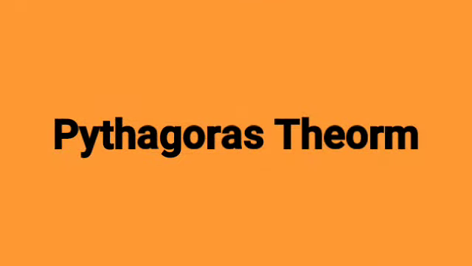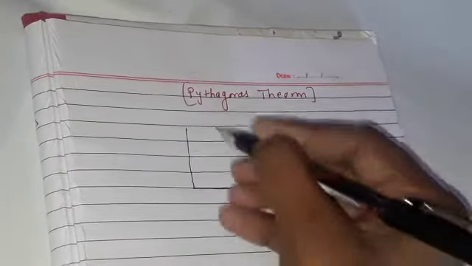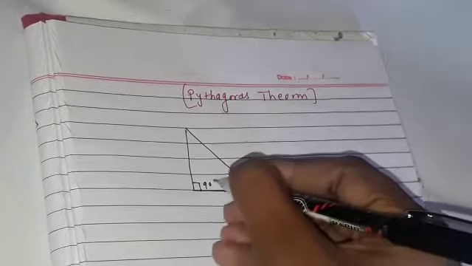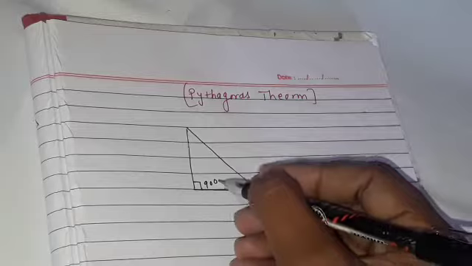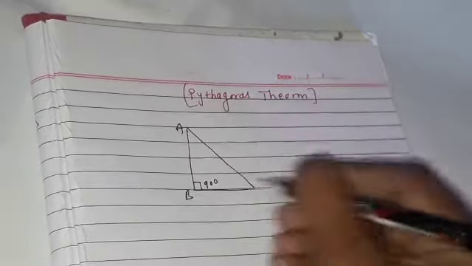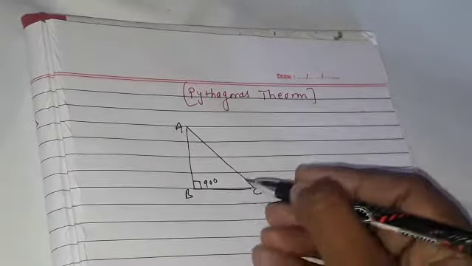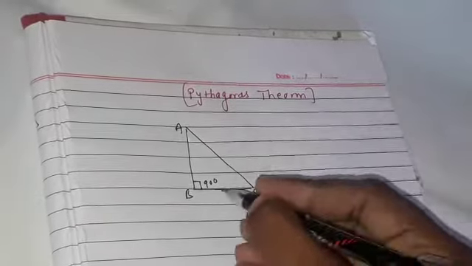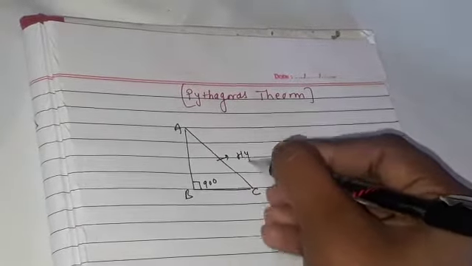Class, our today's new topic is Pythagoras theorem, and the Pythagoras theorem relates to right angle triangle. You all know, class, what is a right angle triangle? A triangle which contains 90 degrees, we can say that is a right angle triangle. So there are three vertices A, B, C, and the longest side of this triangle is known as hypotenuse.